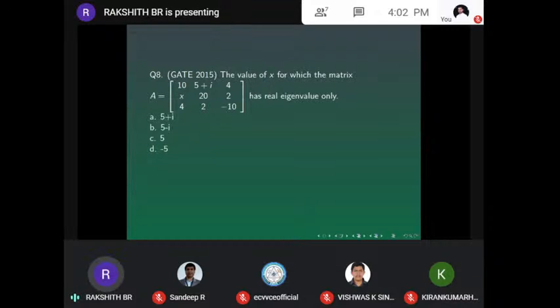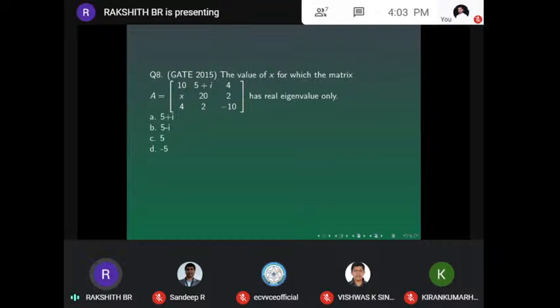And you know the fact that for a Hermitian matrix, all its eigenvalues are real. So you can just pick a value of x in such a way that this matrix A is a Hermitian matrix. If you pick x equal to 5, then the matrix is not Hermitian, you can verify, because A conjugate transpose is not the same as A. If you pick x as minus 5, again not. And if you pick x as 5 plus i, again it's not a Hermitian matrix. So therefore the correct option is 5 minus i.